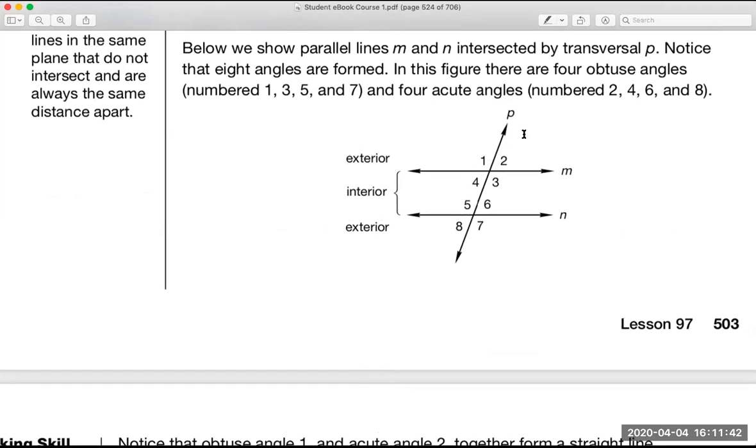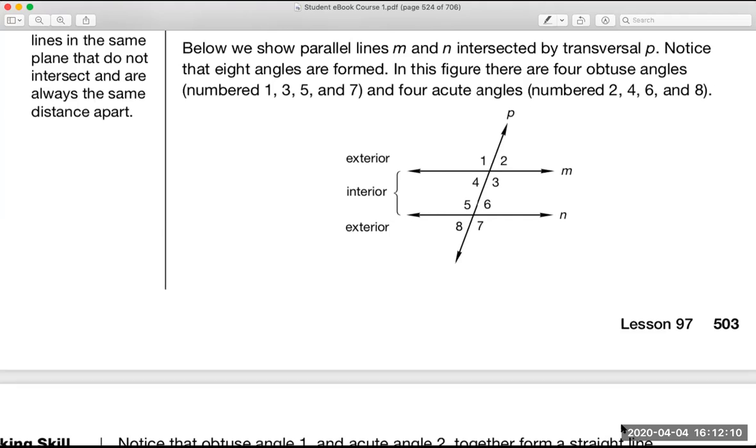In this figure, there are 4 obtuse angles, angles 1, 3, 5, and 7, and 4 acute angles, angle 2, angle 4, angle 6, and angle 8. And you can see the difference between those. There are exterior angles, those on the outside of the parallel lines, and interior angles.